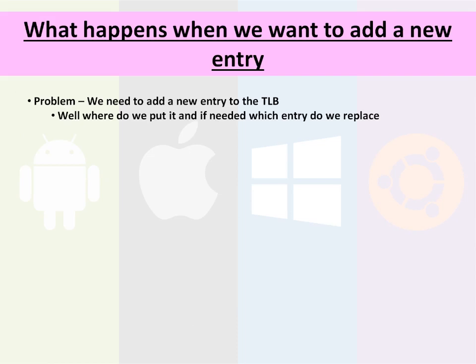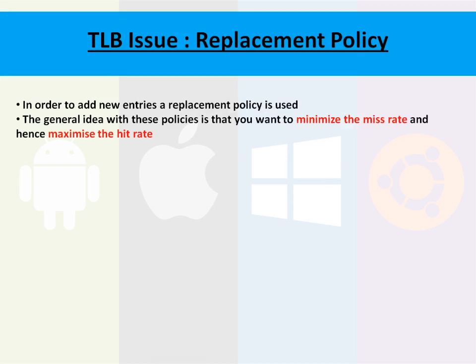The last problem, or one of the last problems, that we need to look at is what happens when we want to add a new entry. Where do we put this new entry if needed? Which entry do we replace? Our TLB only has a fixed size, so if it's full, we need to start replacing some entries and removing old ones. So the issue here is a replacement policy.